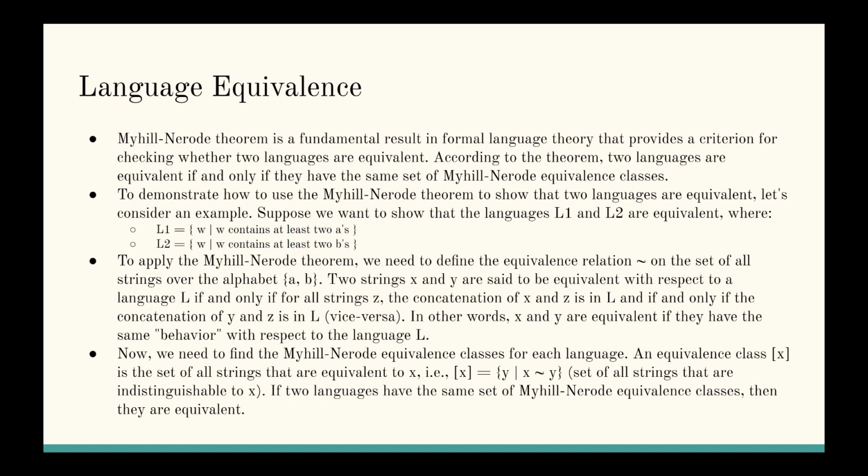Now we need to find the Myhill-Nerode equivalence classes for each language. An equivalence class is a set of all strings that are equivalent to X, and these are the set of all strings that are indistinguishable from X. If two languages have the same set of equivalence classes, then they will be considered equivalent.